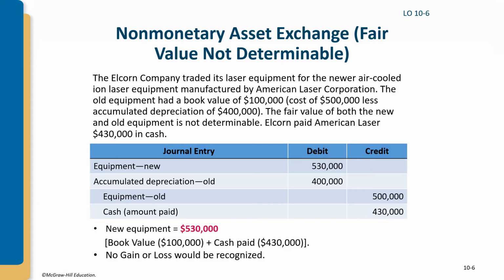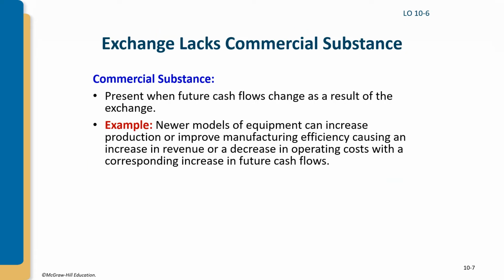Now, instead, the fair value of both the new and old equipment is not determinable. Elkhorn pays $430,000. Oh, it's the same. Sorry. We're to a new slide. Sorry about that. It's just showing us no gain or loss is recognized. Oh, it's getting late in the semester.